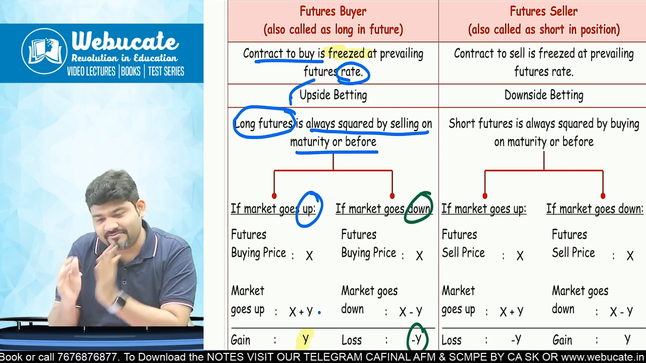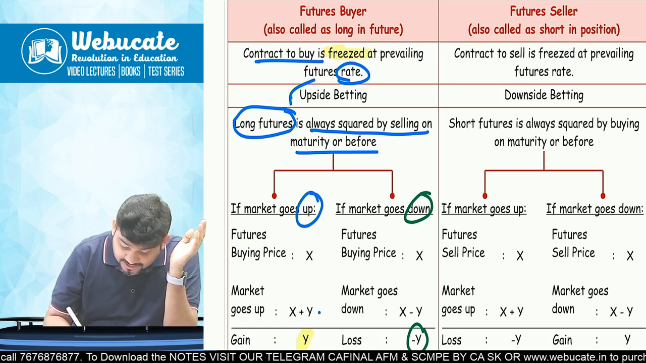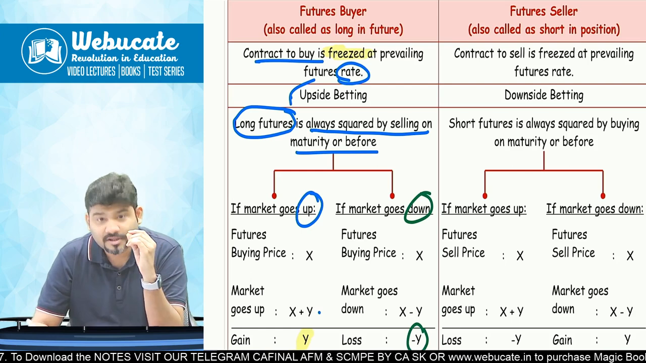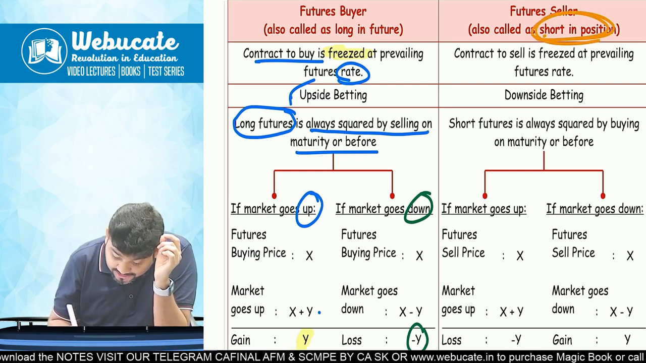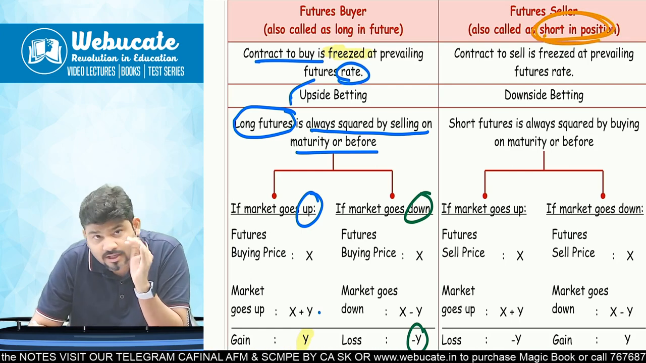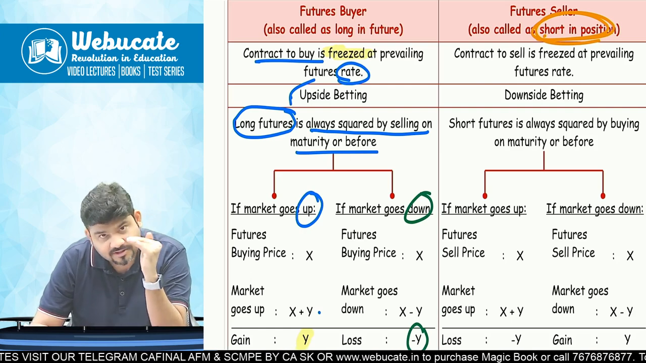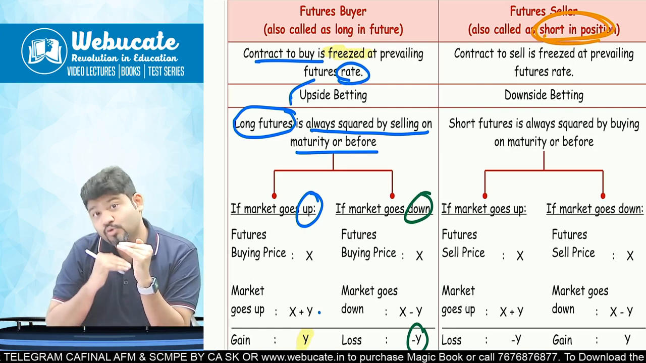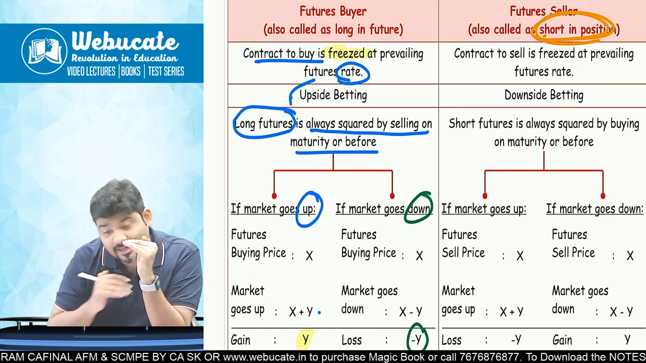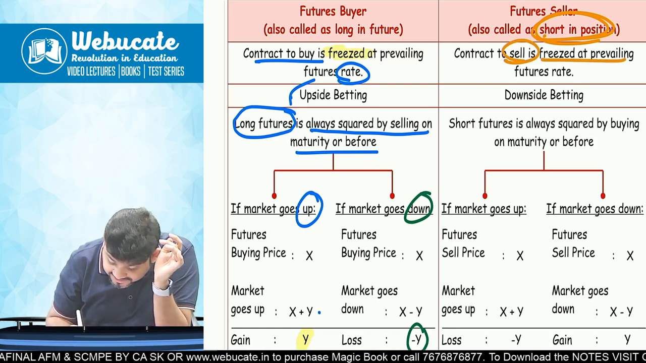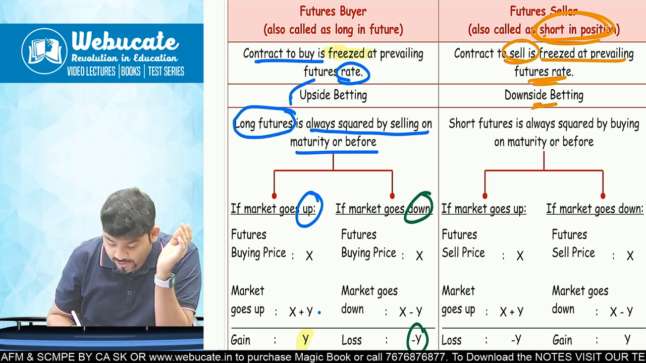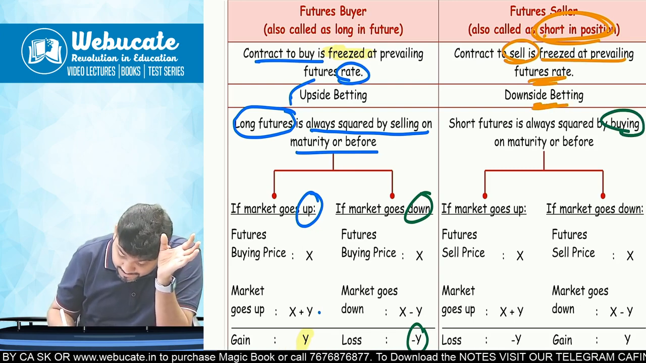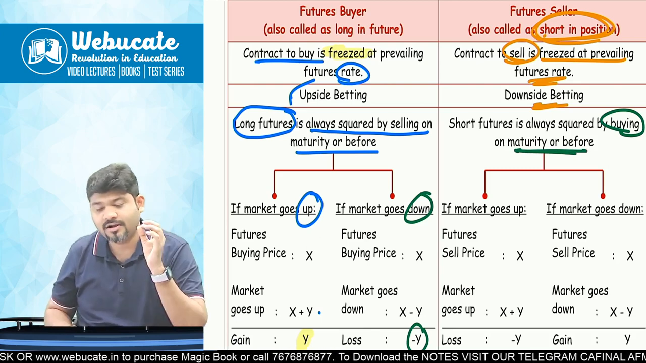In the same way, there can also be a future seller, which is called short, which is called shorting. Now, if you have done shorting, and the market goes down, you will have to offset the position by buying. So the contract to sell is frozen at the prevailing futures rate. Here you are doing a downside betting. Short futures are always squared by buying on maturity or before.